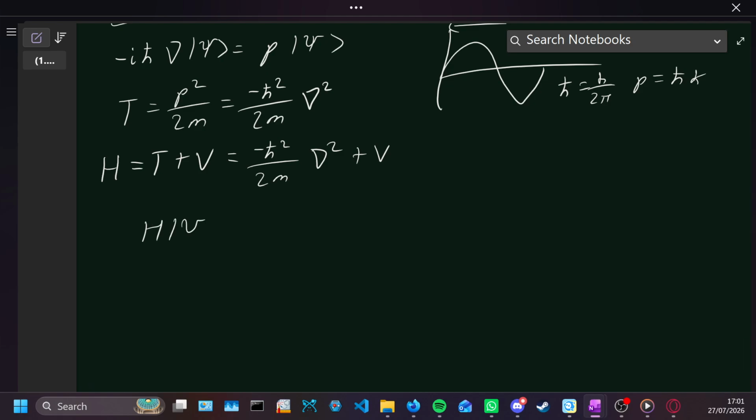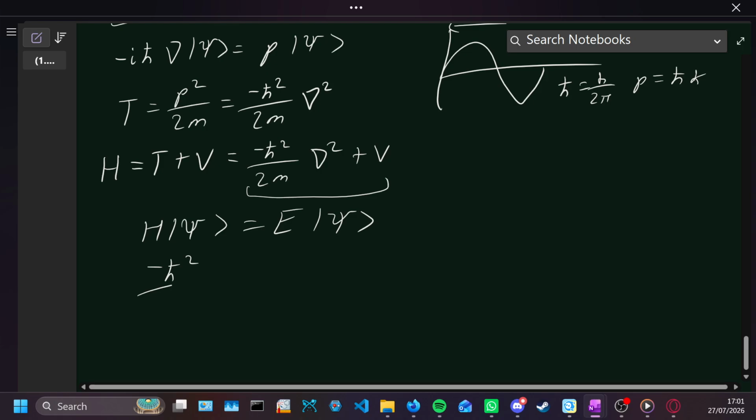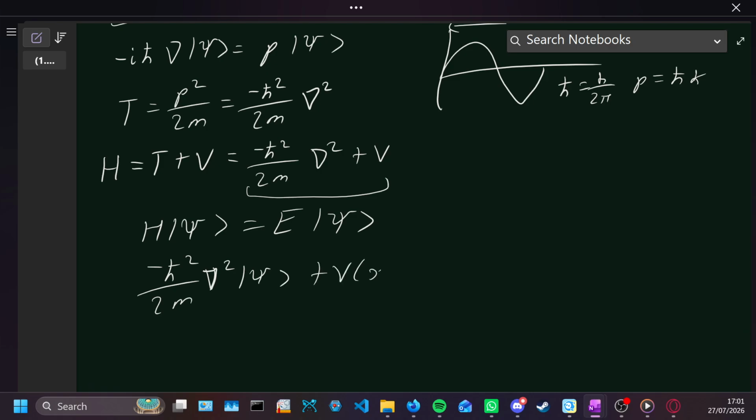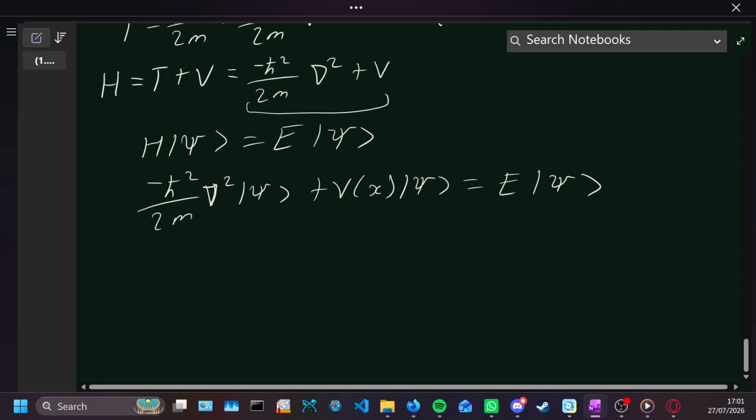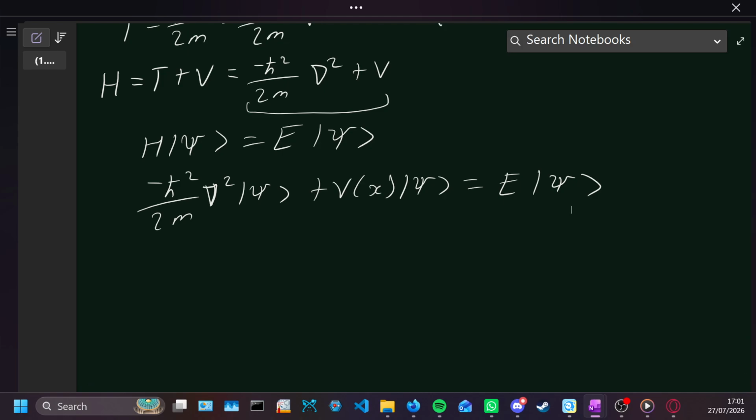So the Schrodinger equation, H psi is equal to E psi. We can expand with this version of H, so negative h bar squared over 2m ∇² of psi plus V. V is going to be a function of x, so I'm going to write it as V of x, of psi is equal to E psi. Great. So this is a differential equation, and we'll solve it for some example functions of V of x in the next episode.